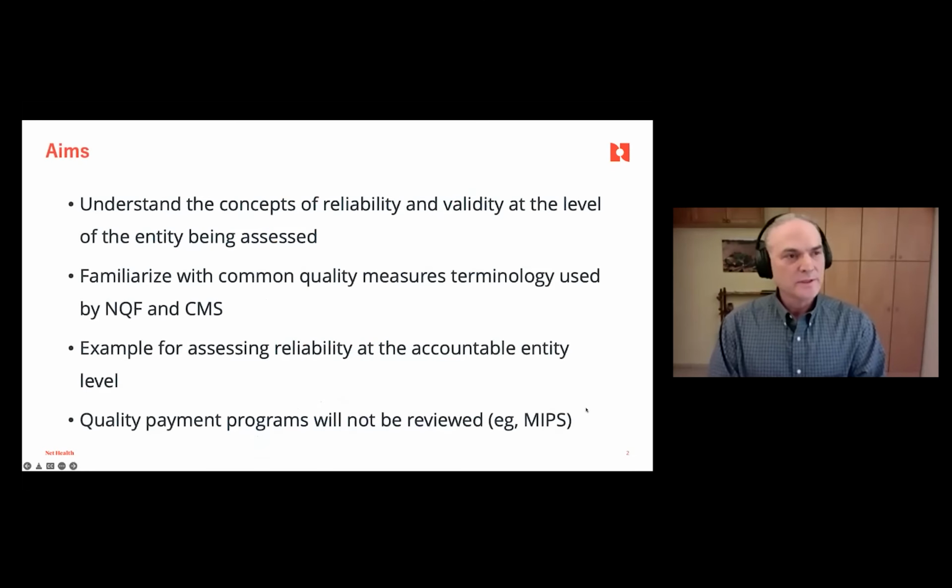The aims of this short talk are to first understand the concepts of reliability and validity at the level of the entity being assessed. That entity is usually not the patient level. We're typically used to thinking of reliability and validity at the patient level. Here we're going to discuss the provider level. We'll also get familiarized with some common quality measure terminology used by NQF and CMS. And at the end, if I still have some time, I'll provide an example of how this works in real life. I'm not going to review quality payment programs during this talk.